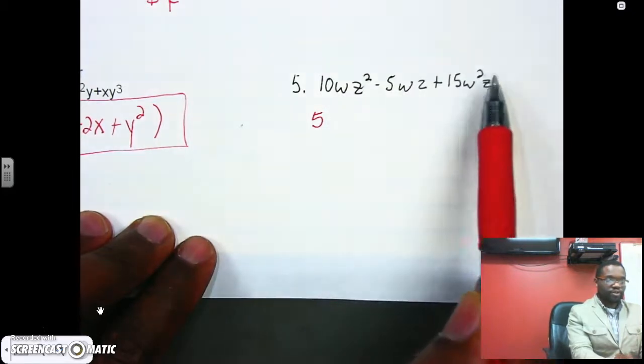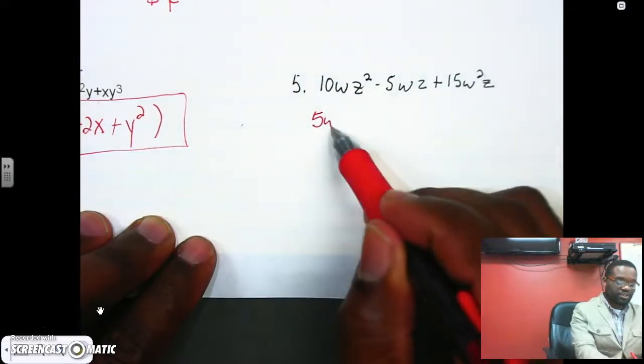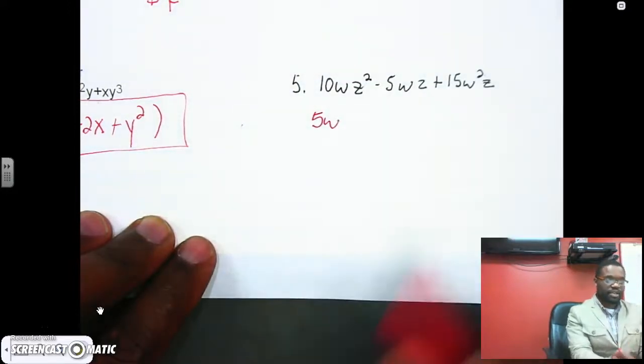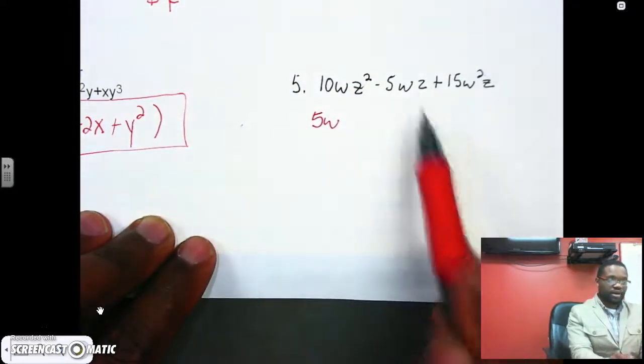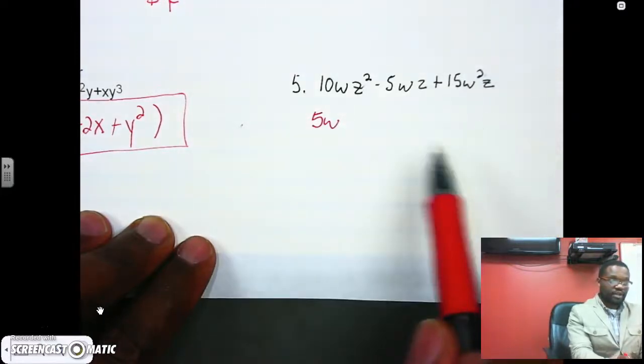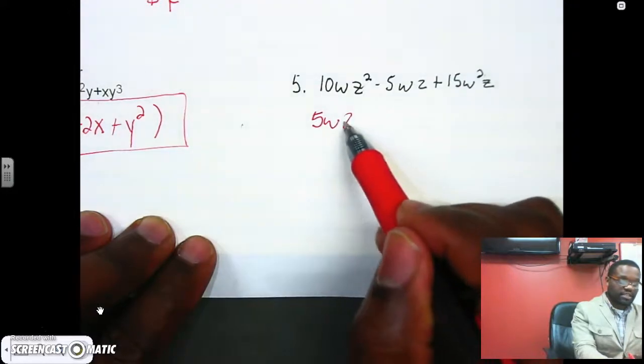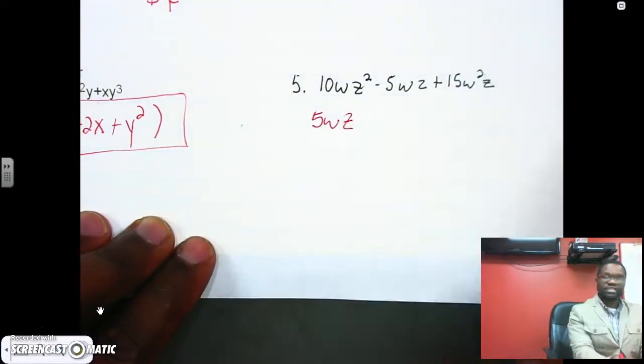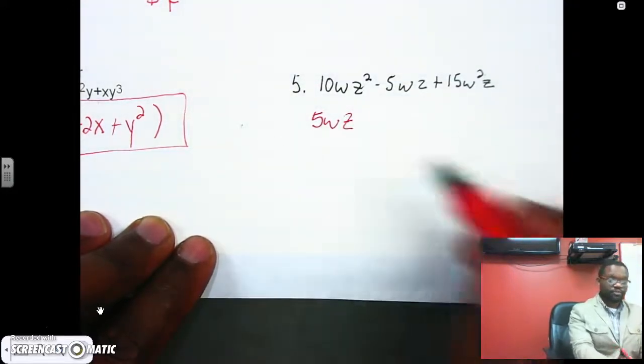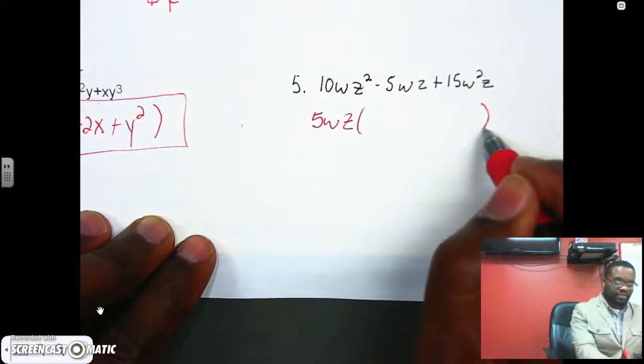W squared. What's the rule? Always pick the one with the smallest exponent, so I'm pulling out a W. Z squared, z to the first power, z to the first power, that's a z as well. I'm going to take z to the first power because you always take out the one with the smallest exponents. Write that next to an empty set of parentheses.